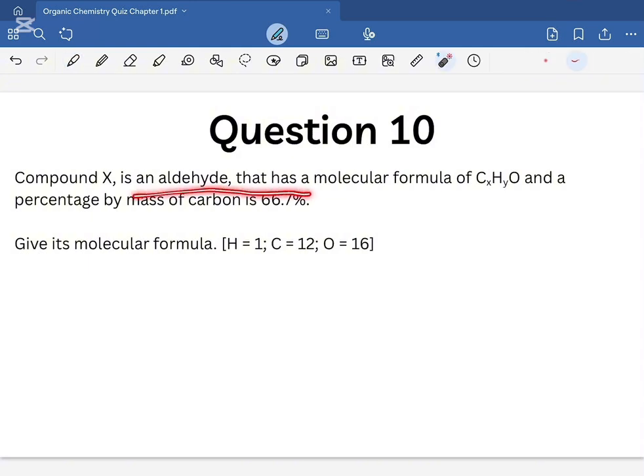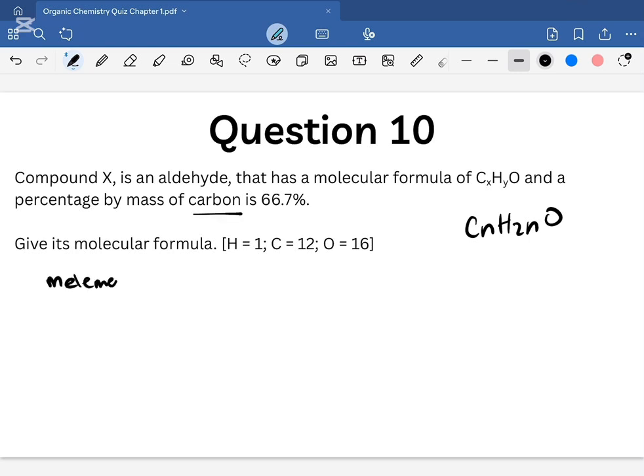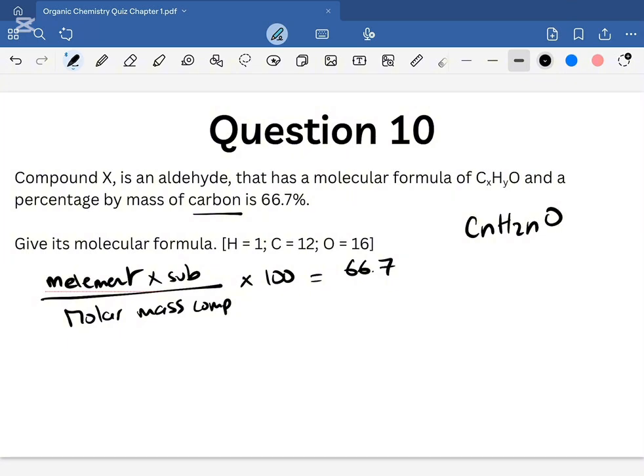Compound X is an aldehyde that has a molecular formula of CxHyO, and the percentage by mass of carbon is 66.7%. Give its molecular formula. Now the general molecular formula for an aldehyde is CnH2nO. And since they gave us the percentage by mass of an element, we can use this formula, which is the mass of the element multiplied by the subscript over the molar mass of the compound, times 100. And it's going to give us 66.7 for carbon.